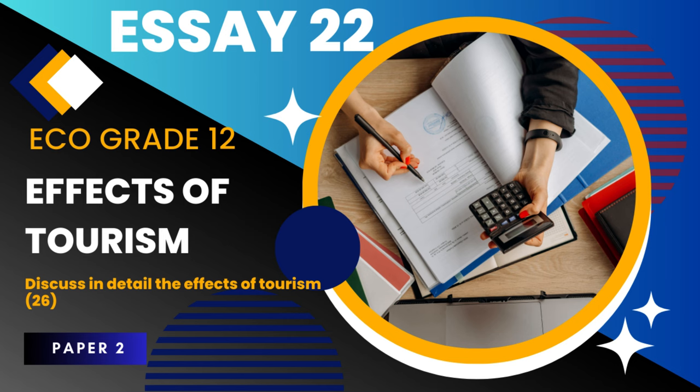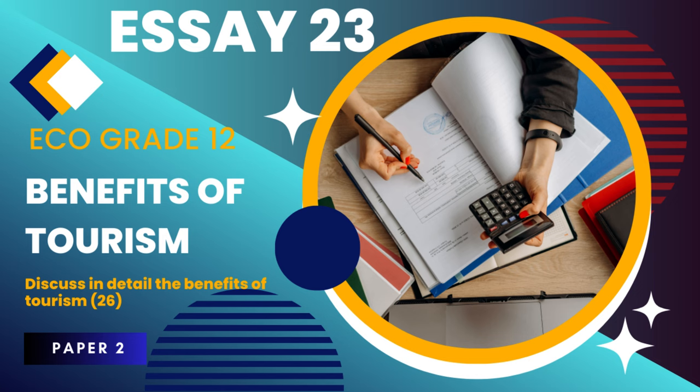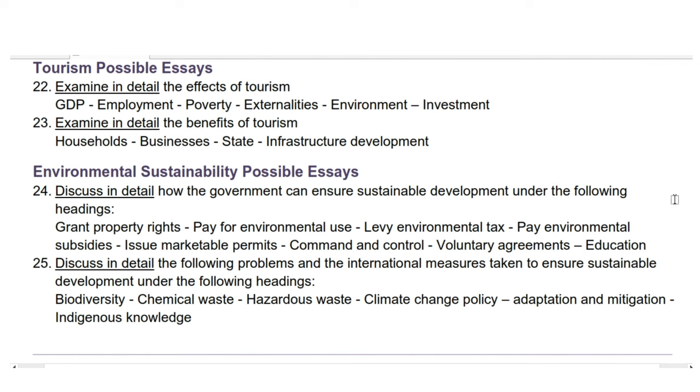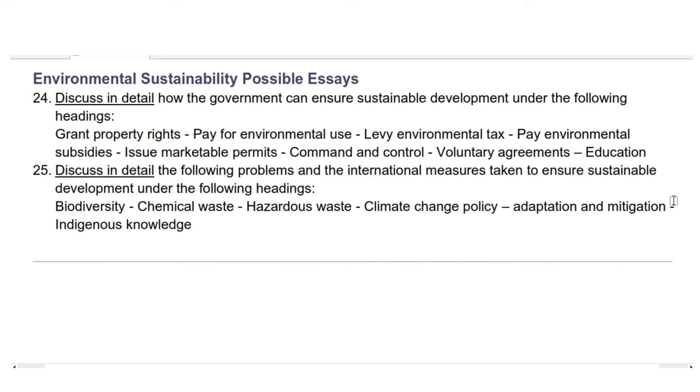Essay number 22. Examine in detail the effects of tourism: GDP, employment, poverty, externalities, environment, investment. Essay number 23. Examine in detail the benefits of tourism: households, businesses, state, infrastructure development. Under environmental sustainability, we have possible essays, and they are 24th and 25th on our list.